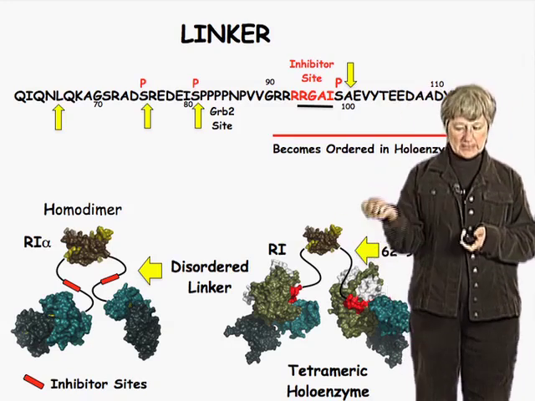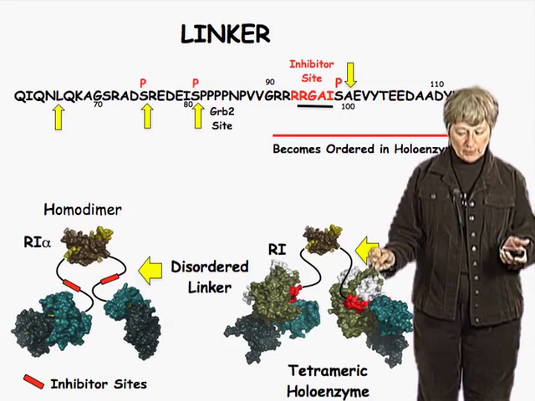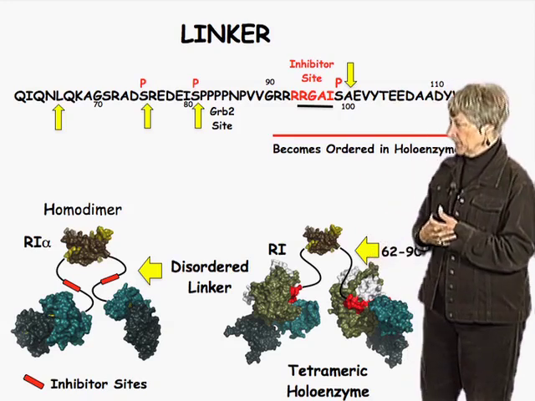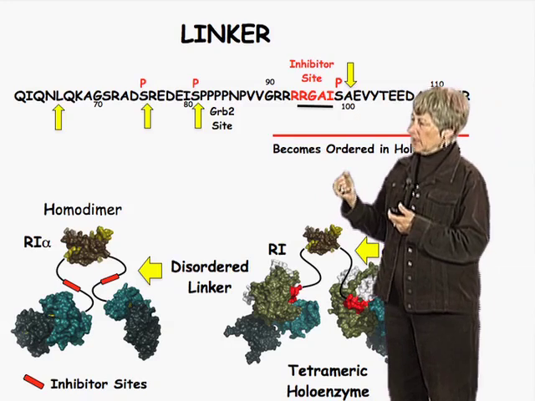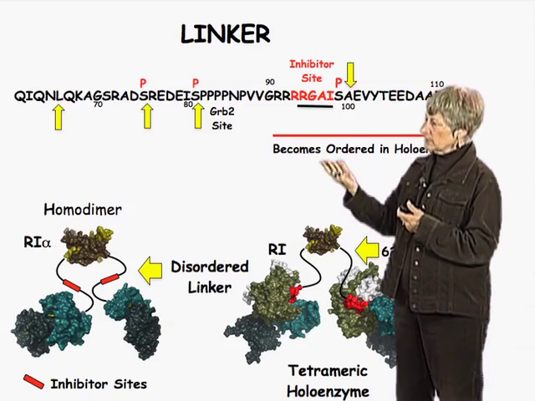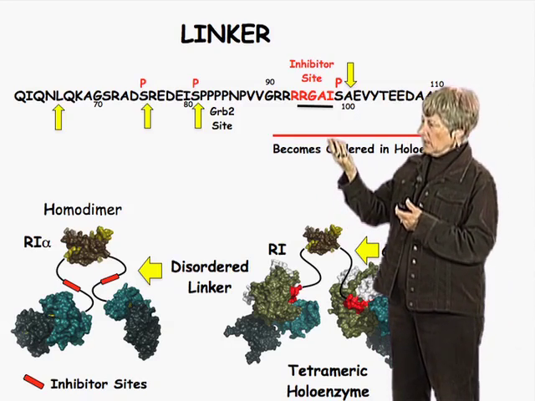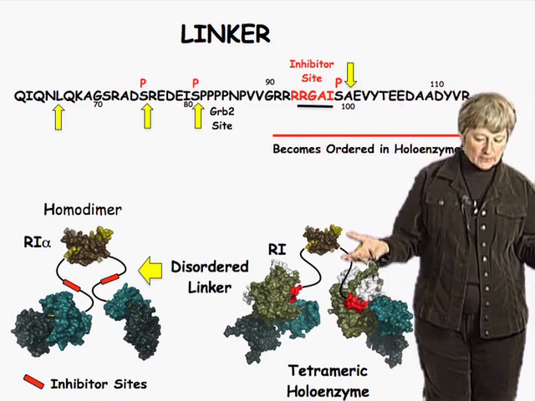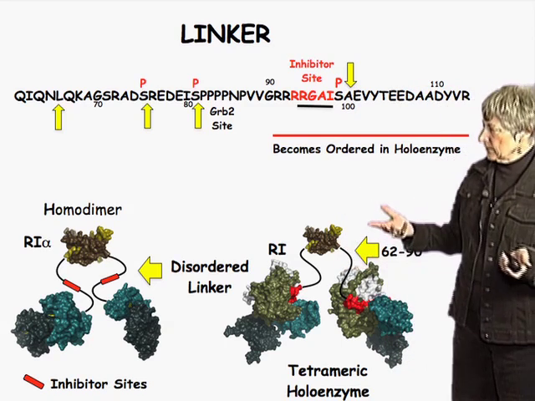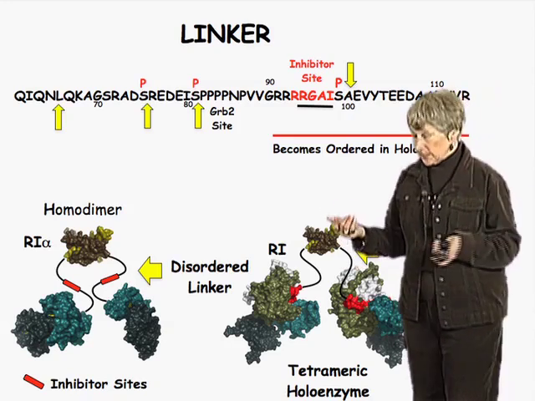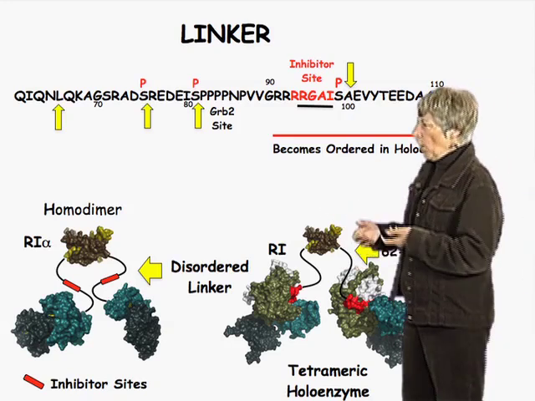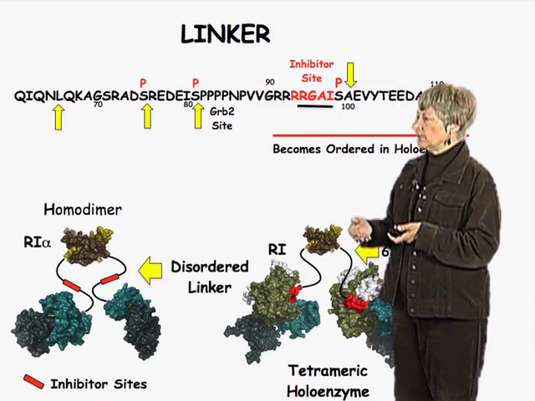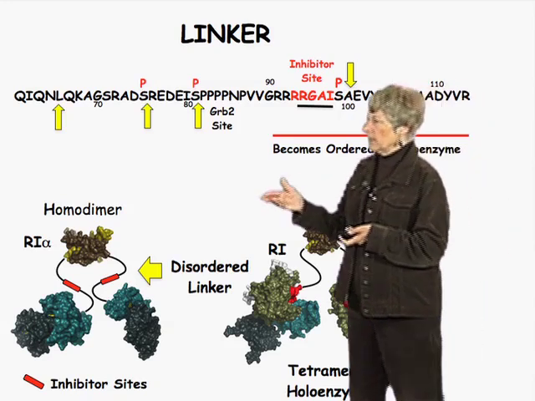How flexible is that residue when nothing is bound versus when you have a holoenzyme? And when we did this with David Johnson at Riverside, we found that these residues, all of these, in the absence of any ligand, cyclic AMP or C subunit, were very, very flexible. When you added holoenzymes, some of them stayed flexible, but others became much less flexible.